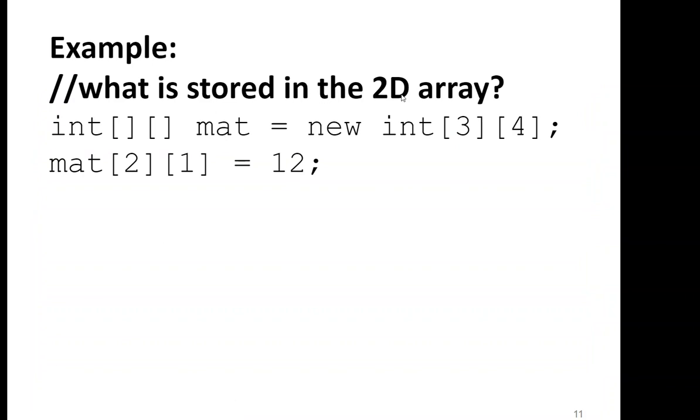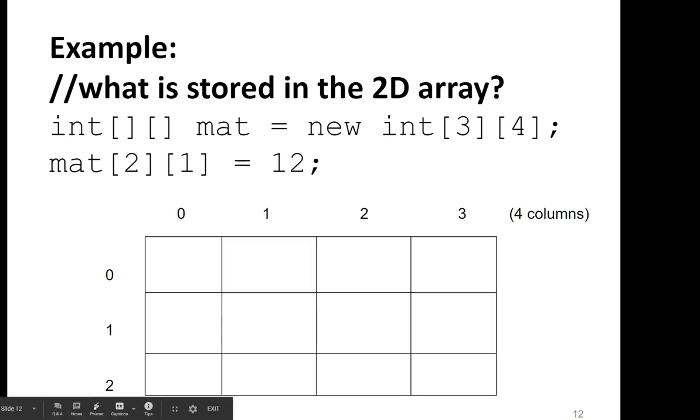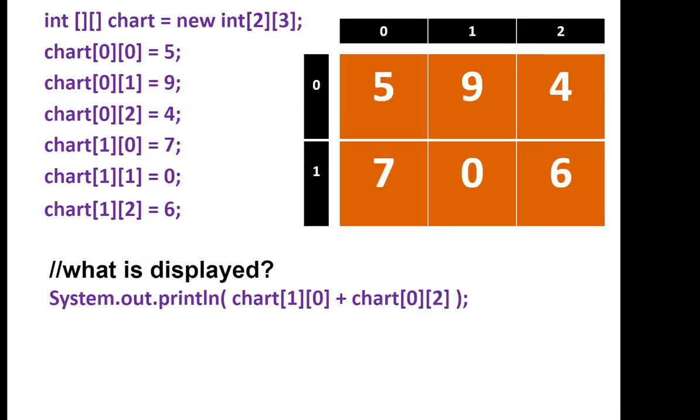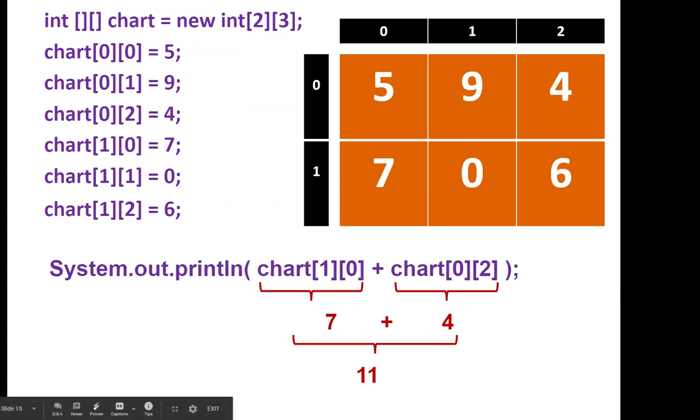So what is stored in this two-dimensional array? New int[3][4]. We do mat[2][1] = 12. Where does that go? That goes in the third row and the second column, because remember, everything is still 0 indexed. So this is what it looks like. Everything else is 0, because int arrays start out as 0. All right, and then what would this display? chart[1][0] and chart[0][2]. There's the answer.